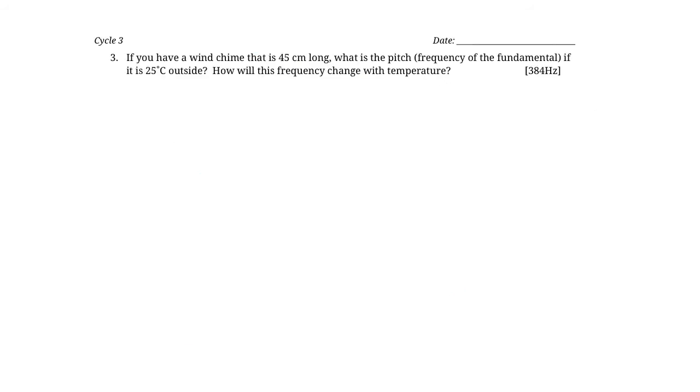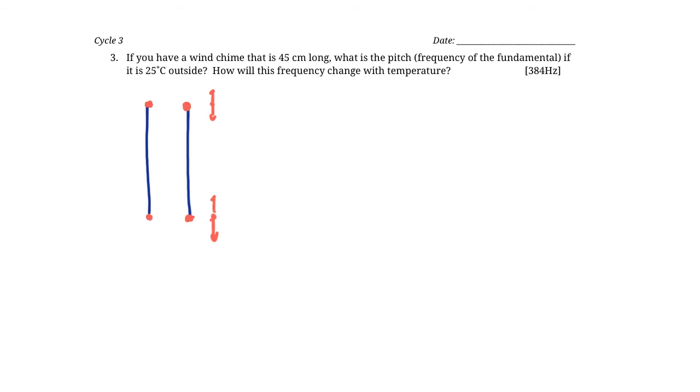Lastly, we have a wind chime. The wind chime is 45 centimeters long. And a wind chime is just a tube, right? It's a tube that's supported in some way. We can usually assume a wind chime is like a tube that's open at both ends. So both ends can vibrate back and forth, right? Both ends of this tube can vibrate back and forth. And in order to do this, it's essentially like we have two open ends, two ends that are free to move.